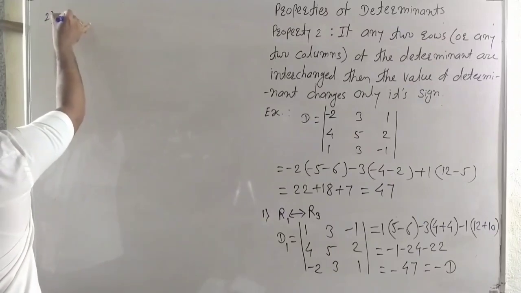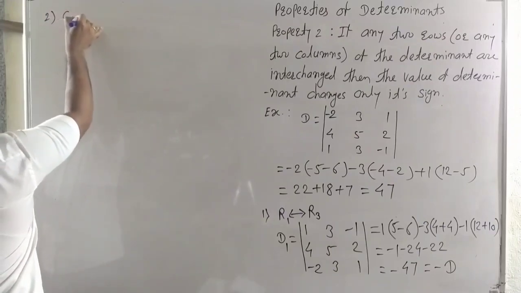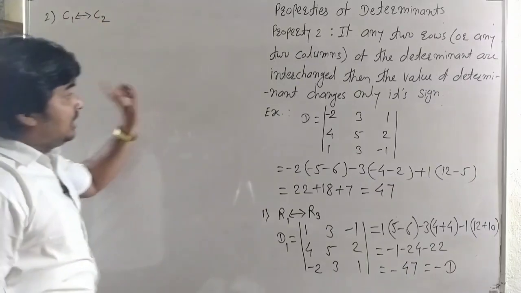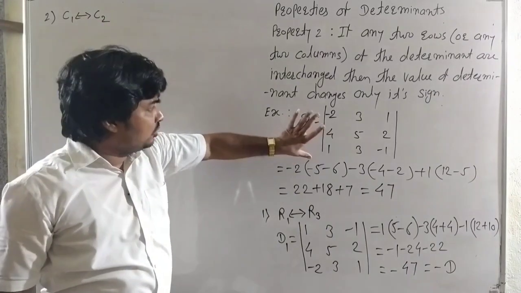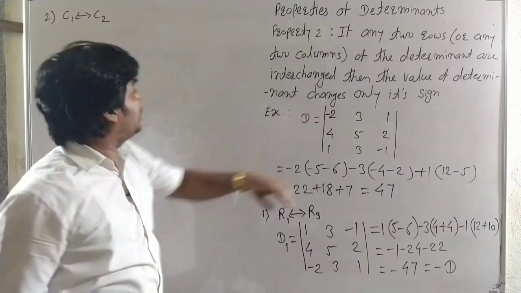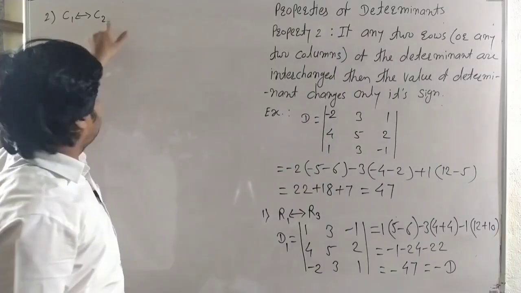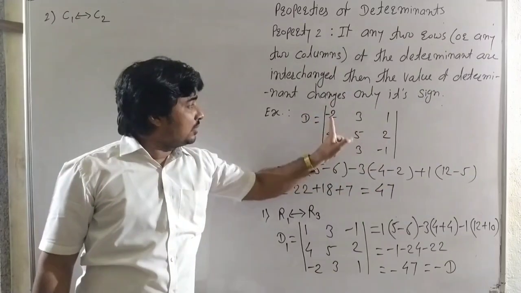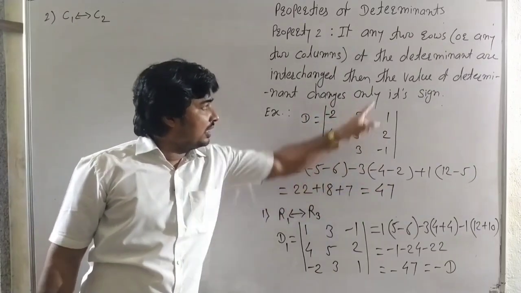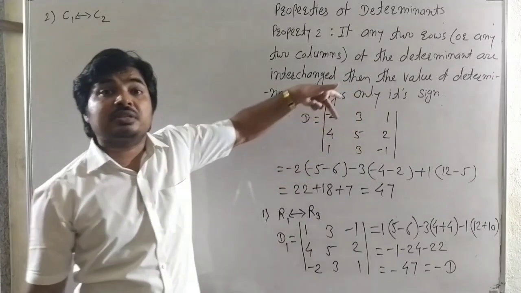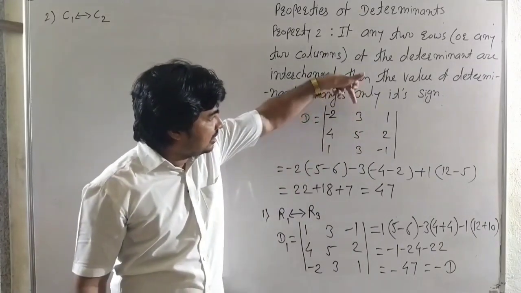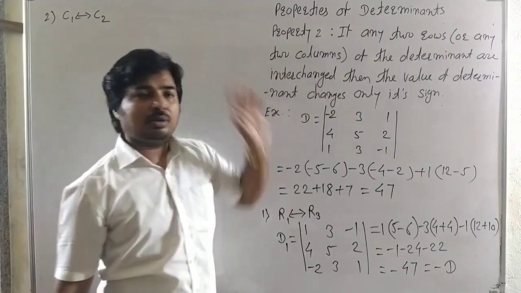We can interchange any two columns, suppose C1 interchange C2 in this determinant. In the original determinant, C1, C2 and C3 are the first column, second column, and third column. We can interchange the first and second column, so the first column is written in the place of the second and the second column in the place of the first.